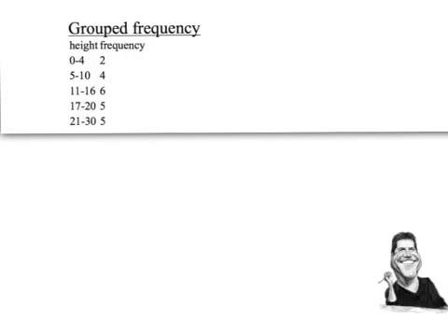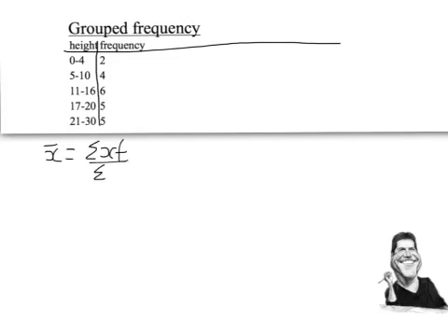Okay, so here's a grouped frequency table. Let's make it actually look a little bit like a table. So there we go. So we're going to start off with the mean, and the mean is the sum of x f over the sum of f. So x f, all right, okay, so x f. Here's my x's and here's my f's.